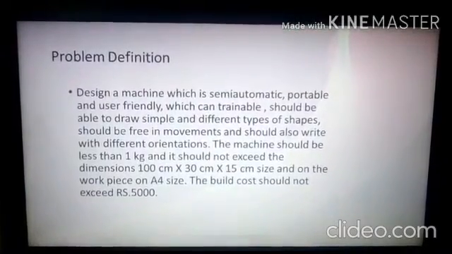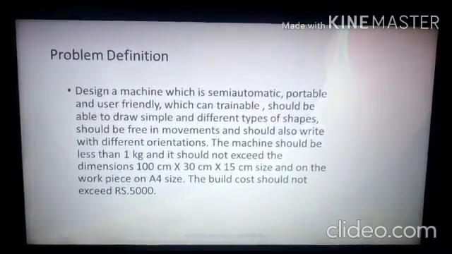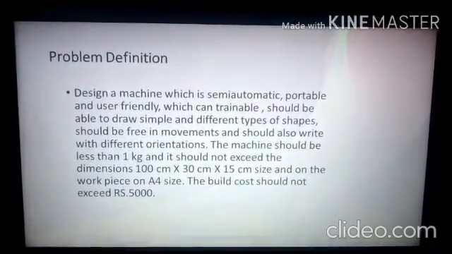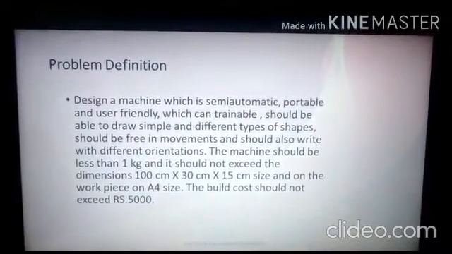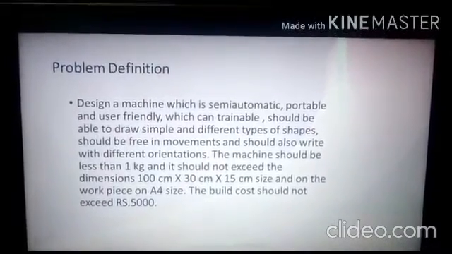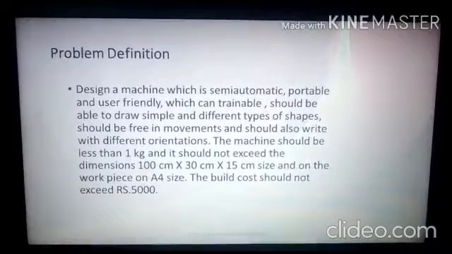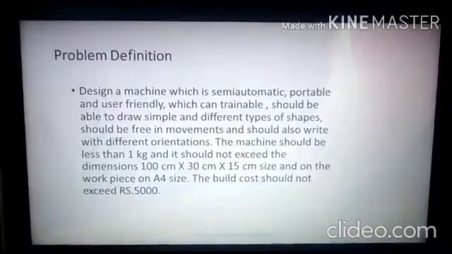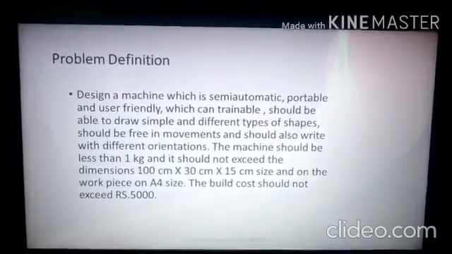Problem definition. The problem definition of our course project is about designing a machine which is semi-automatic, portable and user-friendly, which can be trainable, should be able to draw simple and different types of shapes, should be free in movements and should also write with different orientations. The machine should be less than 1 kg and should not exceed the dimensions of length, breadth and height of 100 cm, 30 cm, 15 cm on the workpiece of A4 size. The build cost should not exceed rupees 5,000.